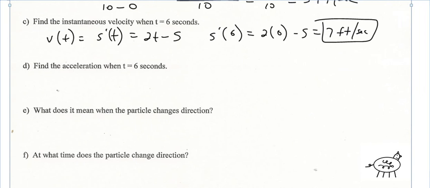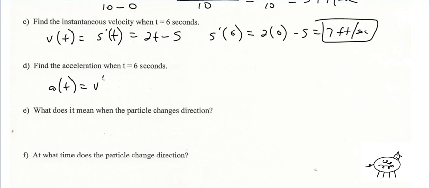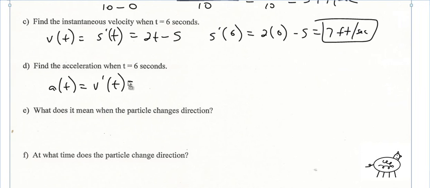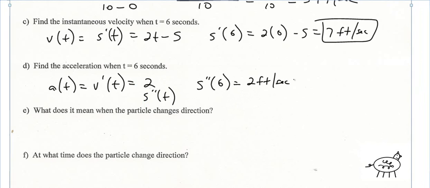Find the acceleration when t is equal to 6 seconds. Okay, well, we're finding a of t, which is the derivative of v of t, right? And it's also the same thing as s double prime of t. And so that's pretty easy. So s double prime of 6 is equal to 2 feet per second squared. Okay, that's your units, don't forget.